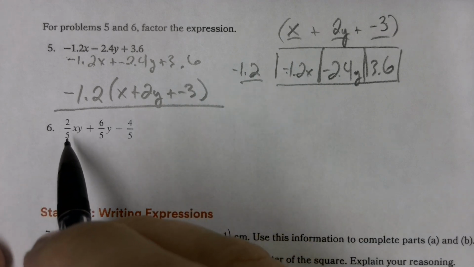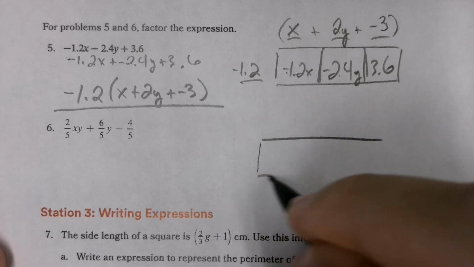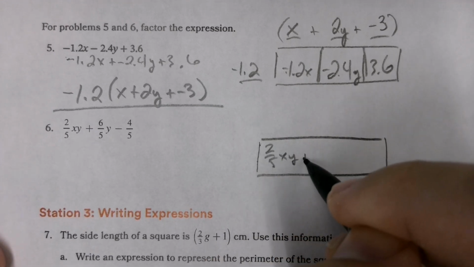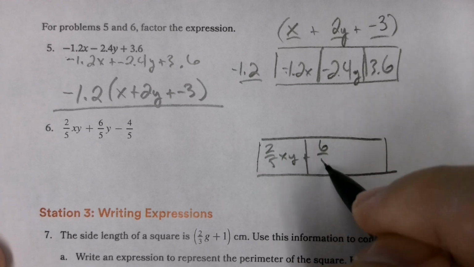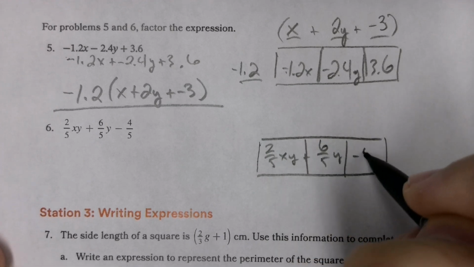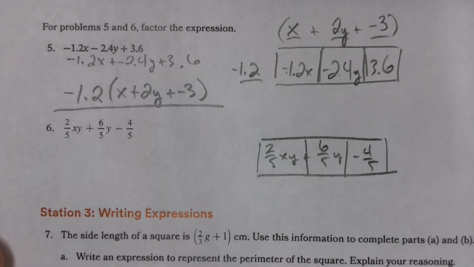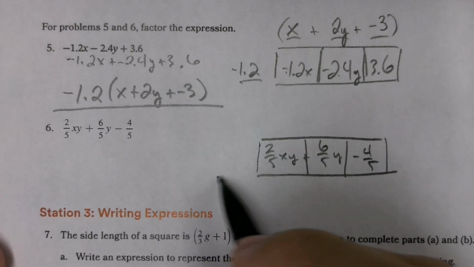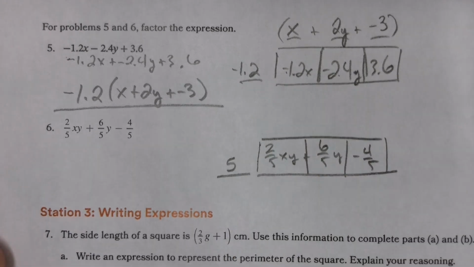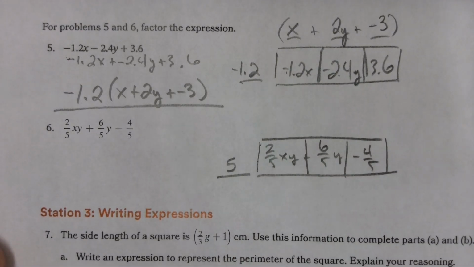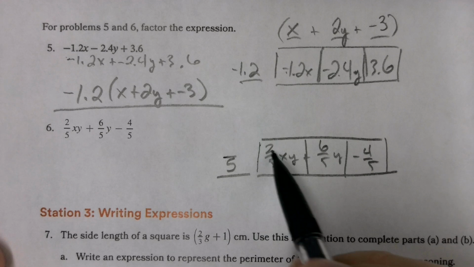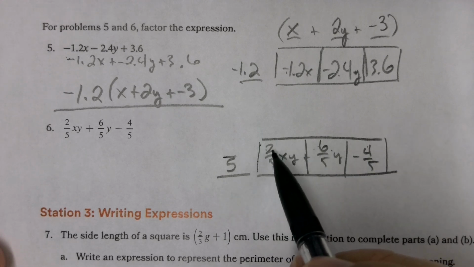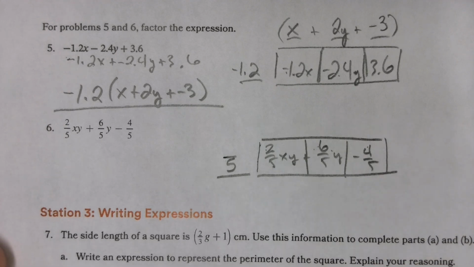Now, if I'm looking at, okay, I'll make the box over here. I have 2/5 xy, I have 6/5 y, and negative 4/5. Well, they all have a 5th in common here, right? So we could pull out a 5th. But look at the numerators. They all are even numbers. So I could pull a 2 out of each of the numerators.